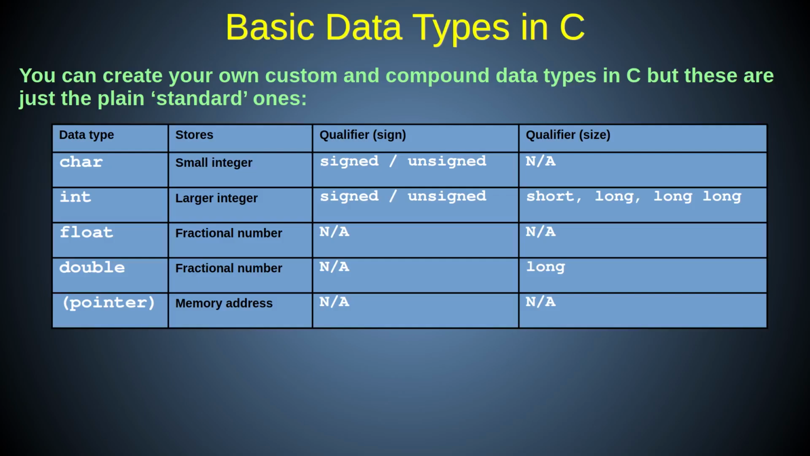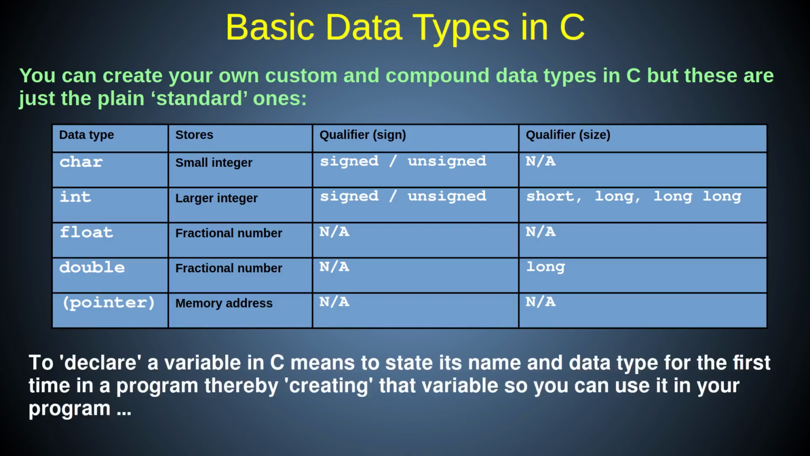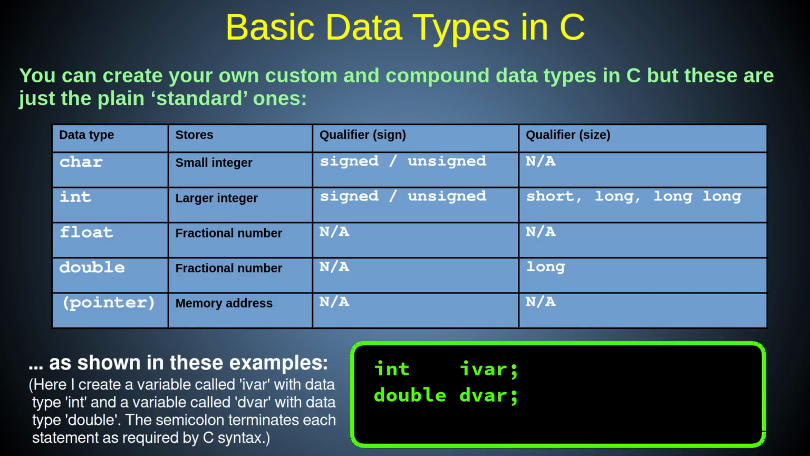The way in which we let the compiler know this information is by specifying a quality called a data type whenever we first declare any variable in our program. The data type is specified by one of the keywords shown in the table. We don't use the word pointer directly, which is why it's in brackets. I'll explain more about that in another tutorial.